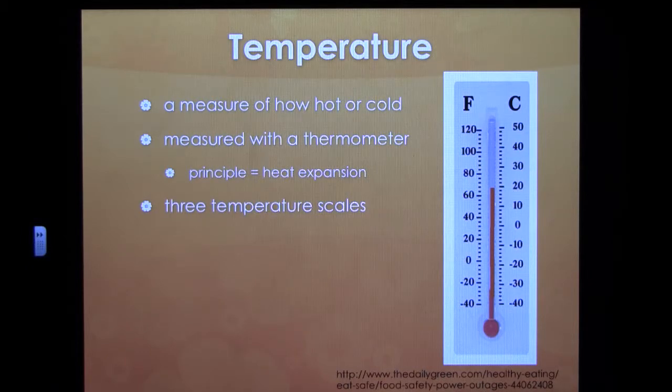Three temperature scales can be used to define temperatures: Celsius, Fahrenheit, and Kelvin. We will next take a look at these three scales, as well as see how one scale can be converted to another.